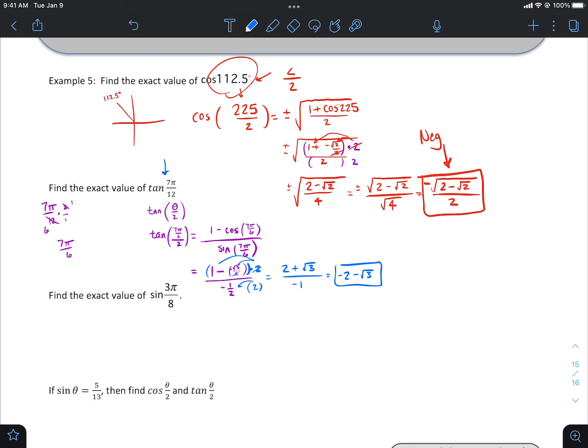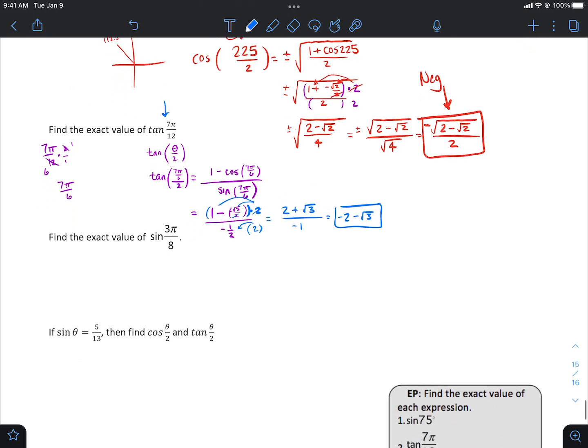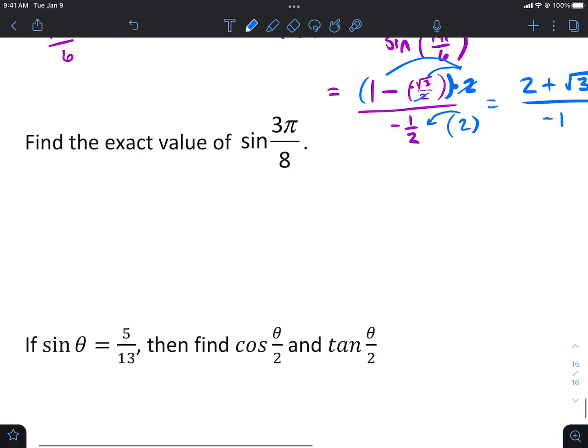Okay, let's try out one more here in terms of pi. So you got sine of 3 pi over 8. We're going to write that times 2 off to the side. And this helps us figure out how to rewrite this here. So that would be 3 pi over 4. So we'll say this is the same thing as sine of 3 pi over 4 over 2.